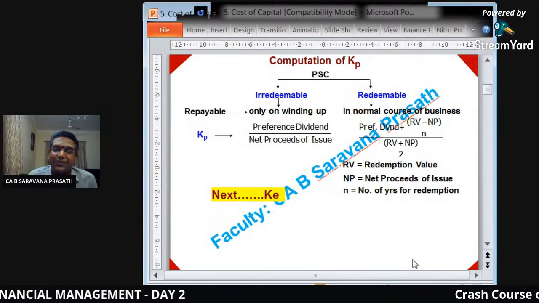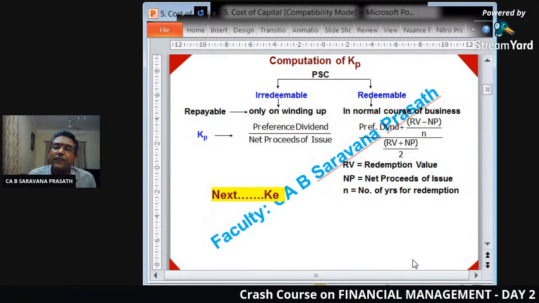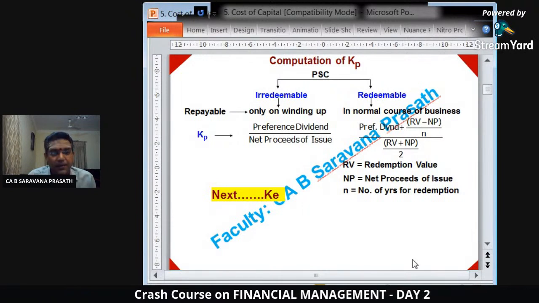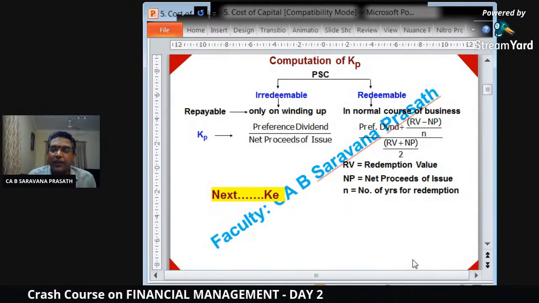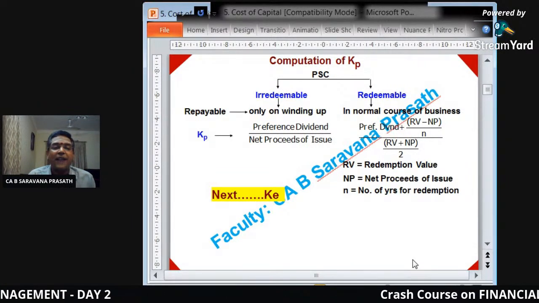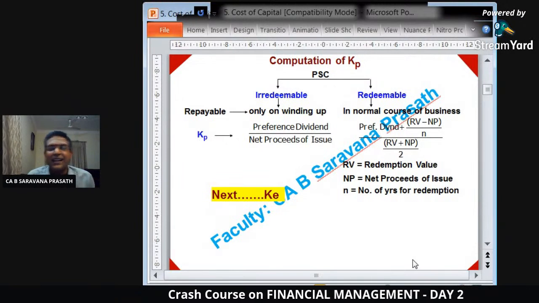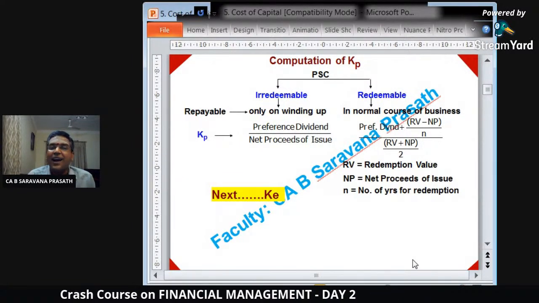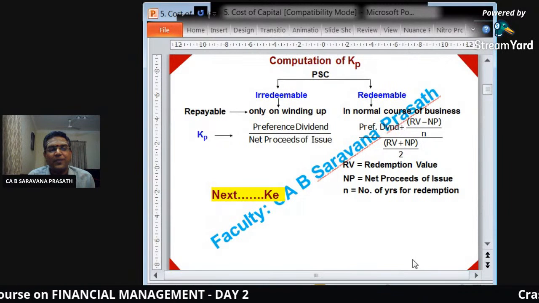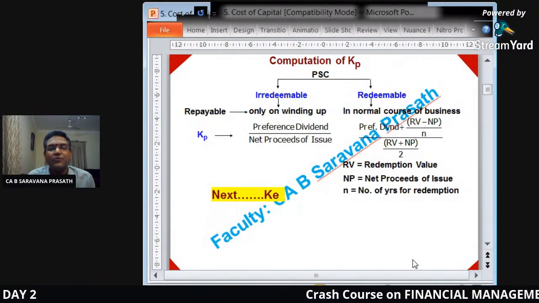So direct calculation: preference dividend divided by net proceeds of issue. In case of redeemable debt, that is redeemable in the normal course of business, the formula will be preference dividend plus redemption premium, average premium on redemption, (RV minus NP) divided by N, divided by average liability, (RV plus NP) divided by 2. Please do note down this formula, please do practice.